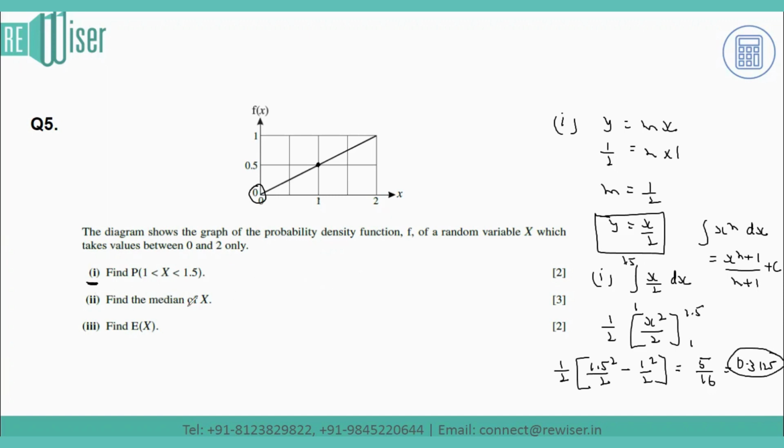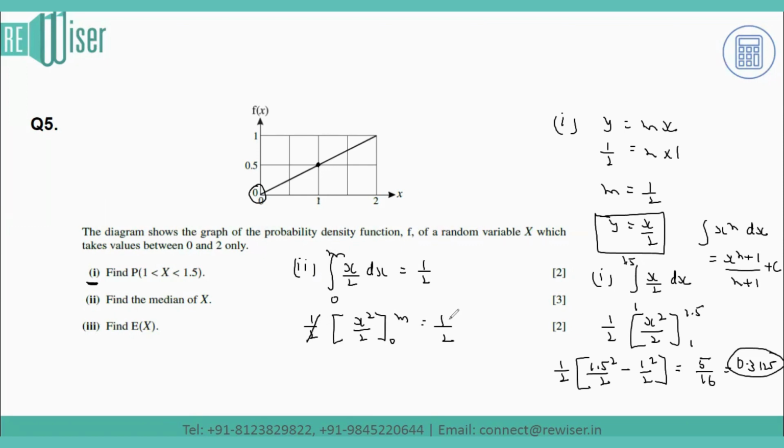Moving on to the second part of the question, it says find the median of x. We assume the median is m. If I integrate my PDF, which is x/2, from 0 to the median value m, that should be equal to half, because the median lies in the middle. Applying the same power rule, we take half out, and integrating x dx, the power n is 1. So we get x squared by 2 ranging from 0 to m, equal to half.